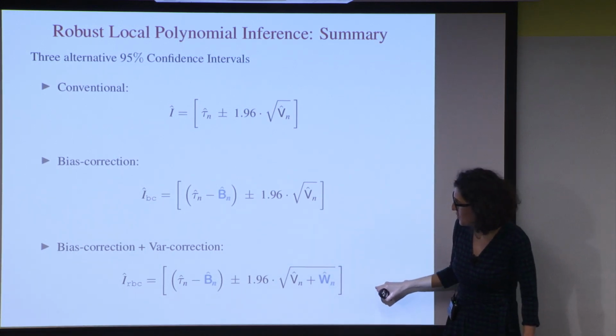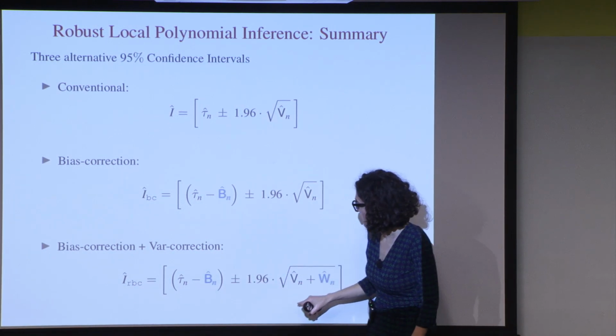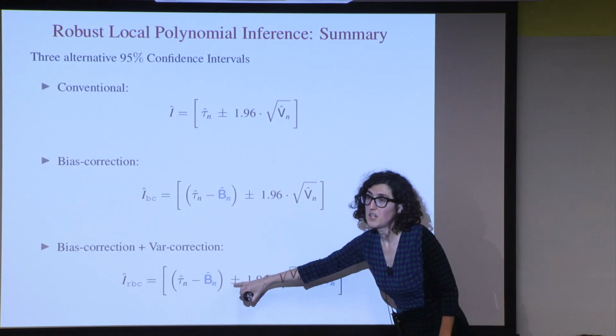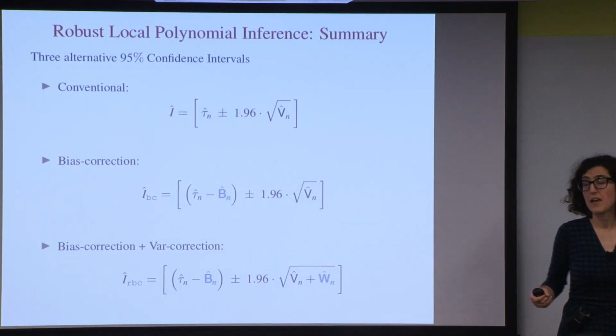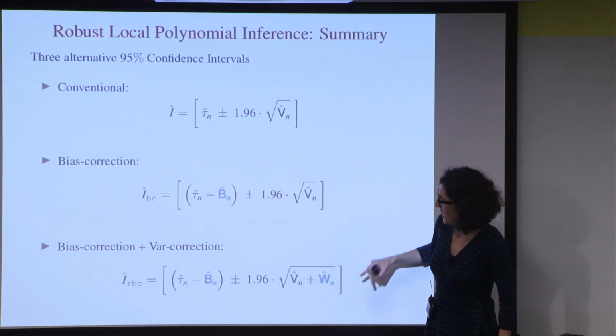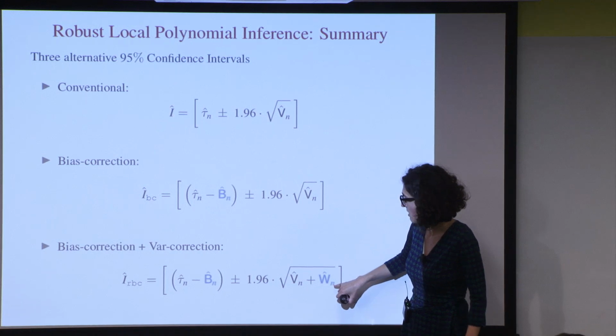Our robust confidence intervals use this non-standard asymptotic to modify the variance estimator to incorporate the variability that we introduced by doing the bias correction. And so what we have are confidence intervals that actually work a lot better.